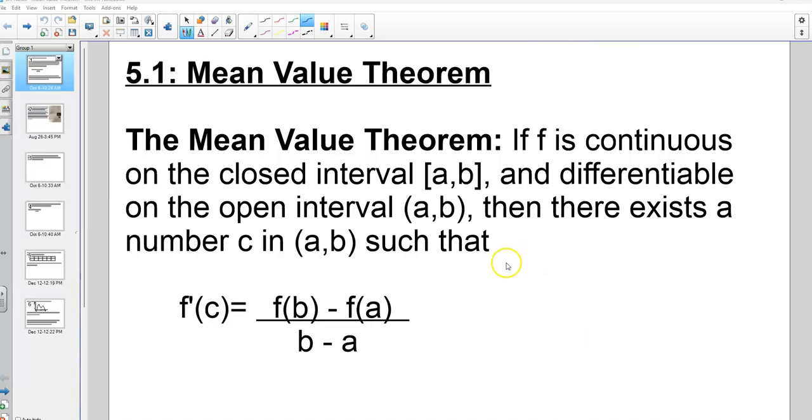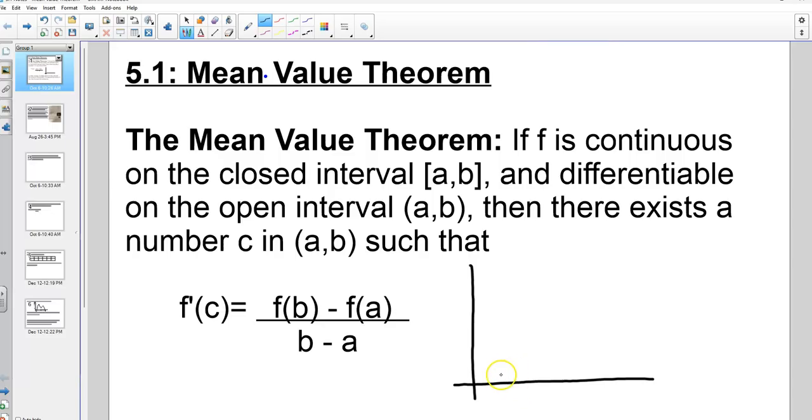So the mean value theorem states that if f is continuous on the closed interval from a to b and differentiable on the open interval from a to b, then there exists a number c in (a, b) such that f prime of c equals f of b minus f of a over b minus a. So let's draw ourselves a picture for what this means. We'll stick to the first quadrant just because pictures are easier to draw there.